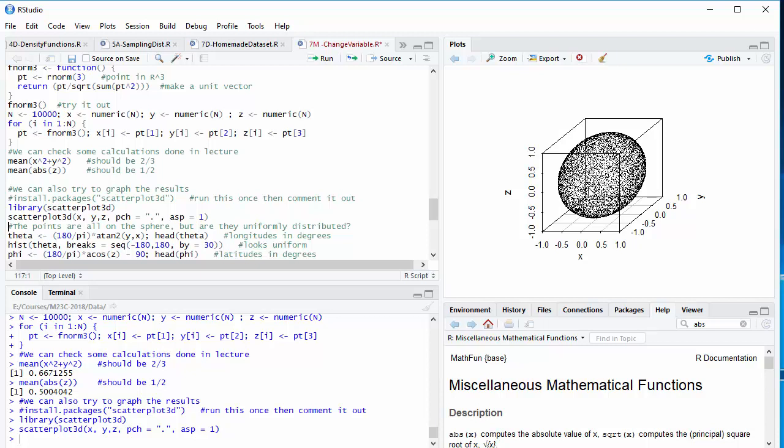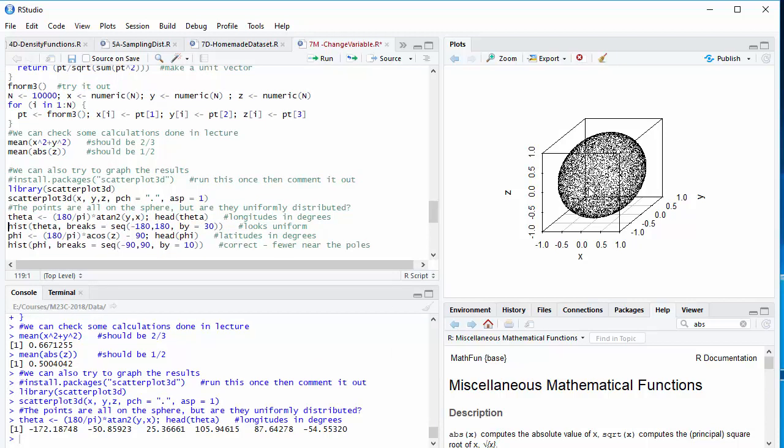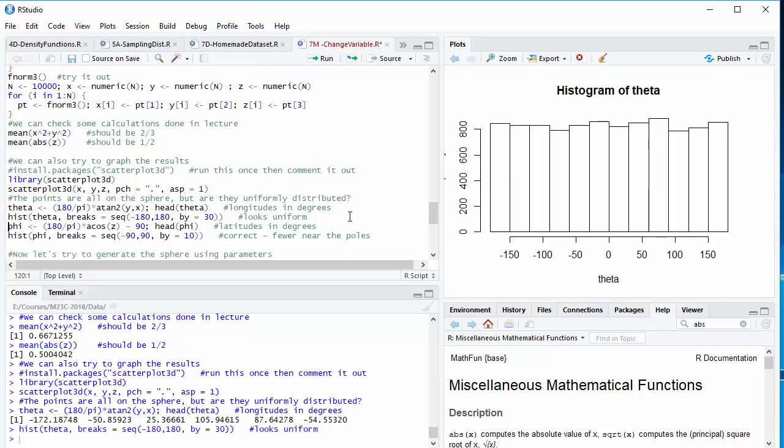The two obvious parameters are longitude and latitude. So I can compute the longitude parameter theta by using the atan2 function. I've converted the longitudes into degrees, and if I look at a histogram, we clearly got that right. Now what about the latitudes? In order to do that, I need to take the arc cosine of z and subtract 90 degrees. That will give me something that's equal to 0 on the equator. That's our convention for the parameter phi.